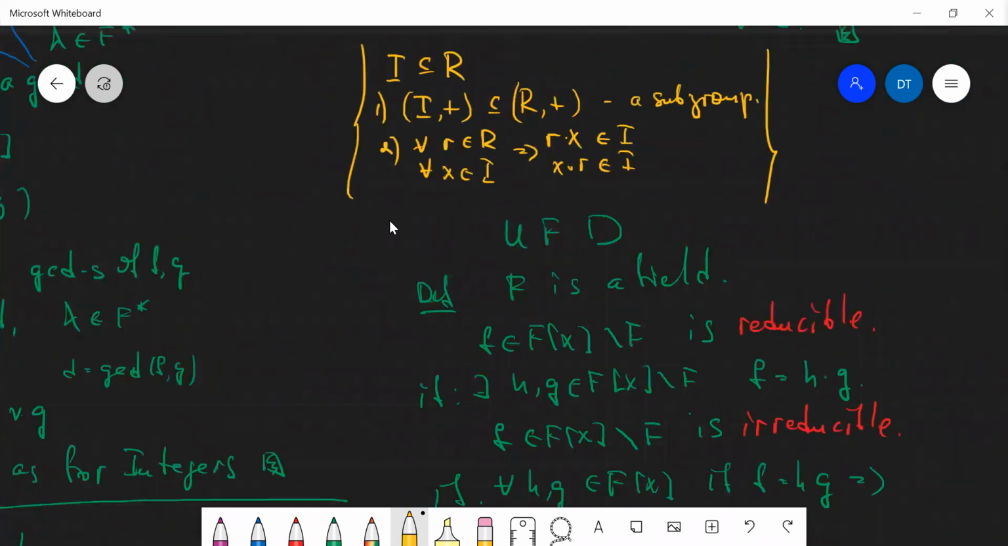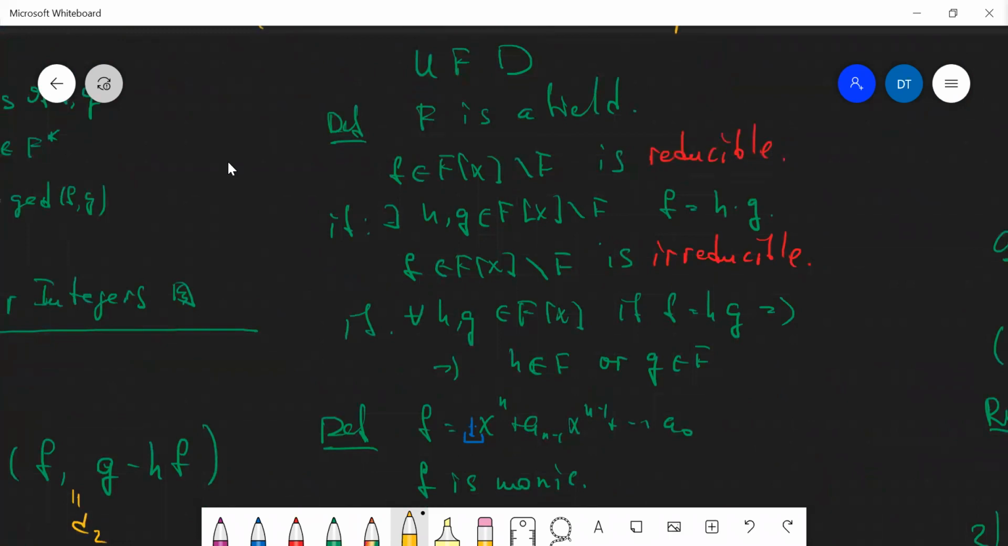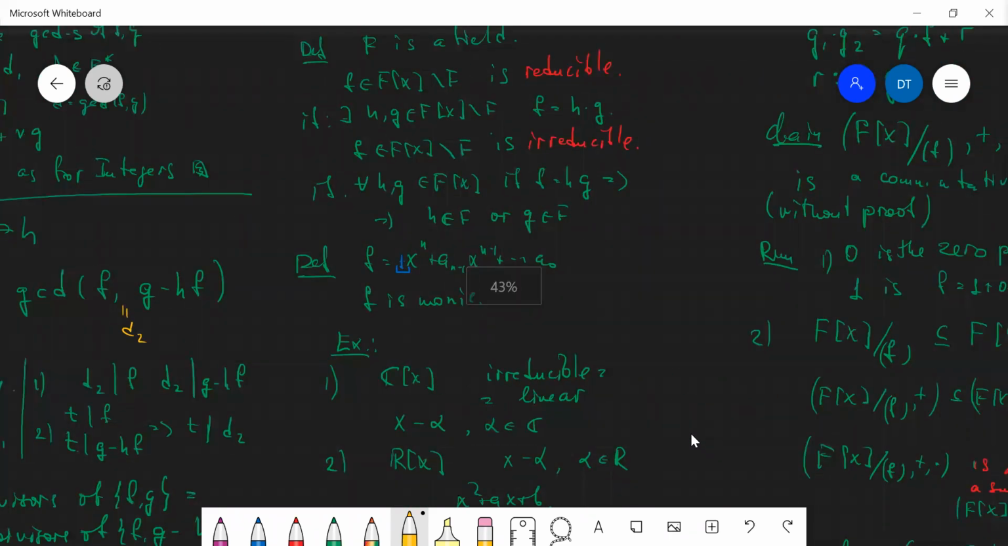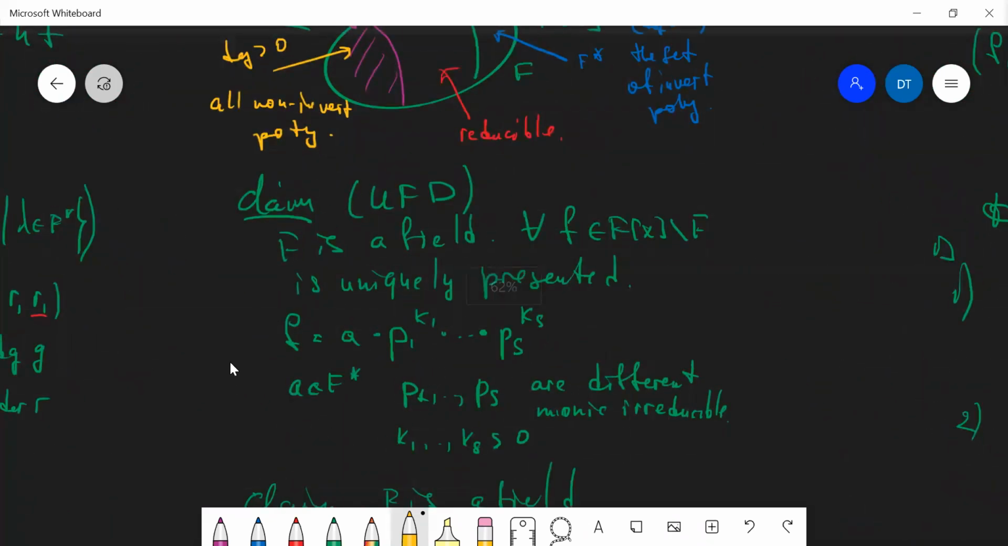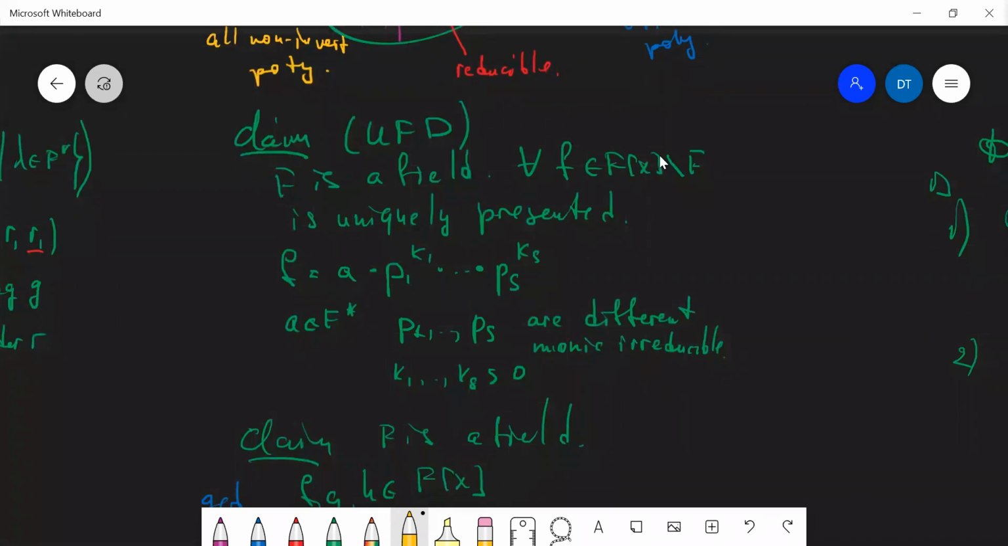And what is UFD? UFD is a property of the ring. UFD means unique factorization domain. Let me go here. I'm saying that F[x] is a unique factorization domain means that this claim holds. Okay, got it. So the statement of this claim means that the polynomial ring in one variable with coefficients in a field is a unique factorization domain. So roughly speaking, you have a unique decomposition into a product of primes. Well, here irreducible ones. Monic irreducible.